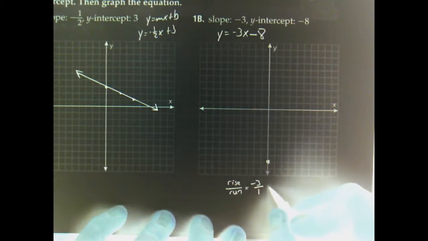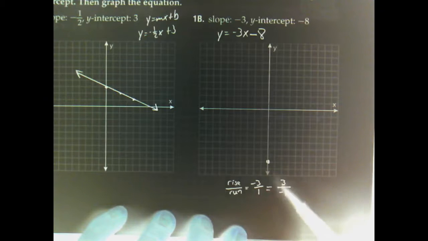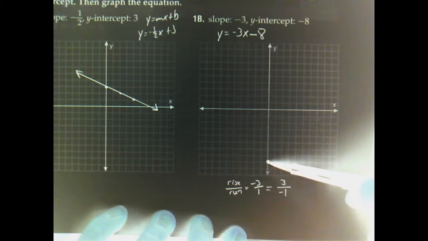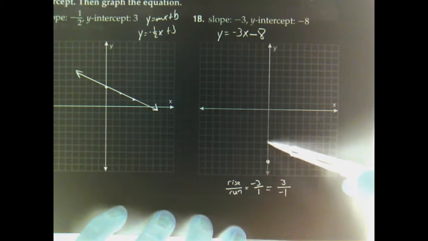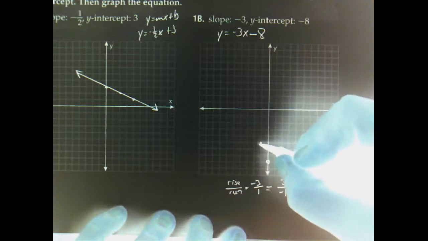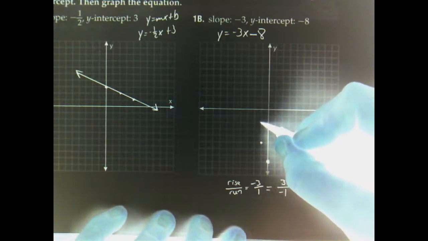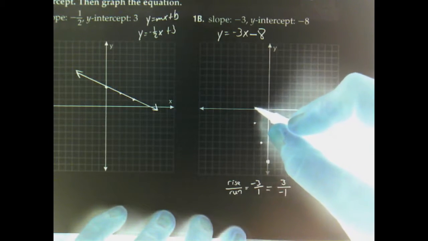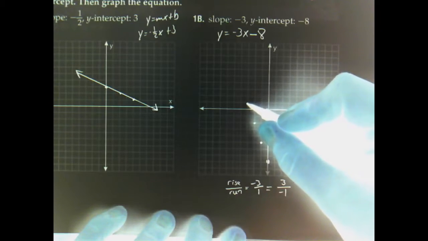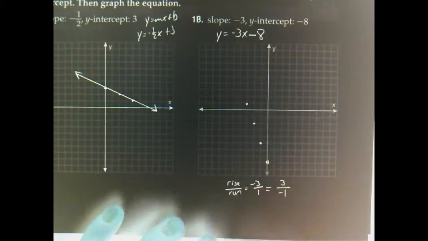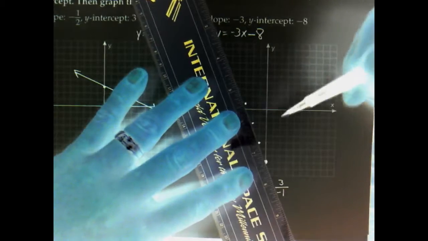Okay, so what we have to realize is that negative 3 over positive 1 is equivalent to a positive 3 over a negative 1. So that's what we can use here. So if I have a rise of a positive 3, 1, 2, 3, and a run of a negative 1, since the run is negative, I move to the left. There's my point. And I could count out several of these. 1, 2, 3, back 1, 1, 2, 3, back 1. Now I have several points, draw my line.